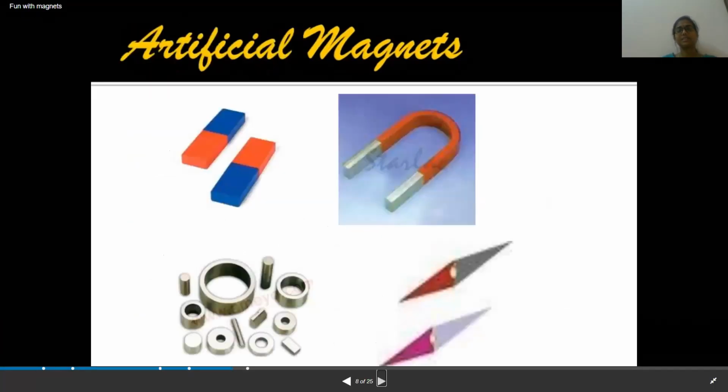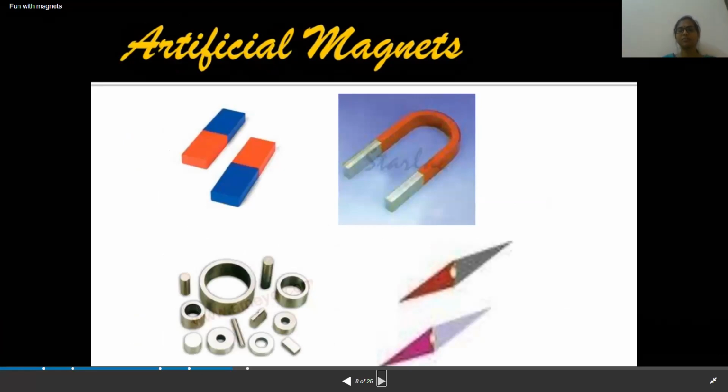Okay. See, this is a different shape of magnet. The first one is a bar shape, a bar magnet. The second one you can see is the English alphabet U. There is a U shape, also called a horseshoe magnet. And these are different patterns of a magnet. We can use it in almirahs and all.